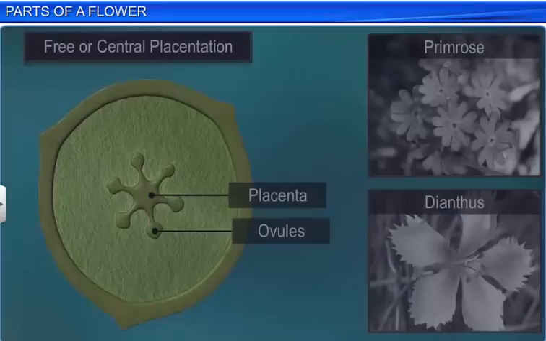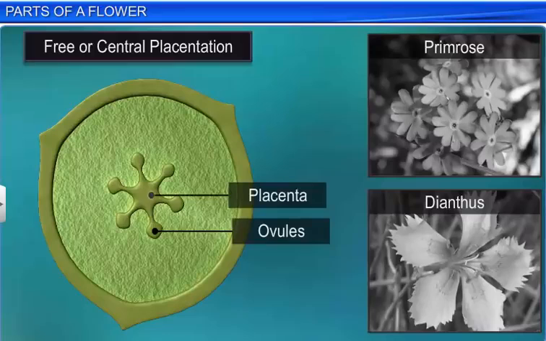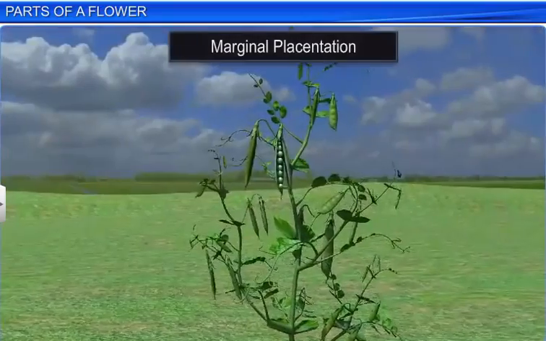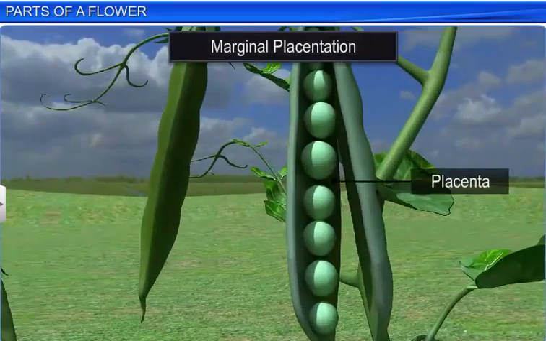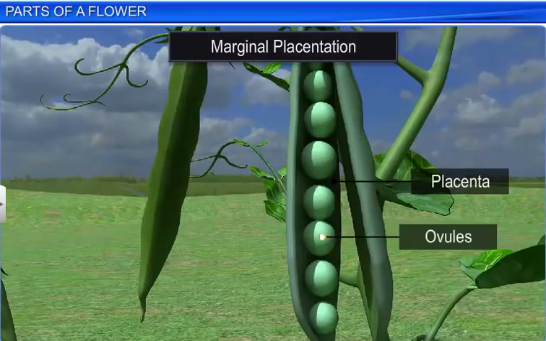In free or central placentation, septa are absent and the ovules develop on the central axis, as seen in primrose and dianthus. Finally, in marginal placentation, along the ventral suture of the ovary, the placenta forms a ridge. The ovules are borne on this ridge in two rows, as seen in the pea plant.